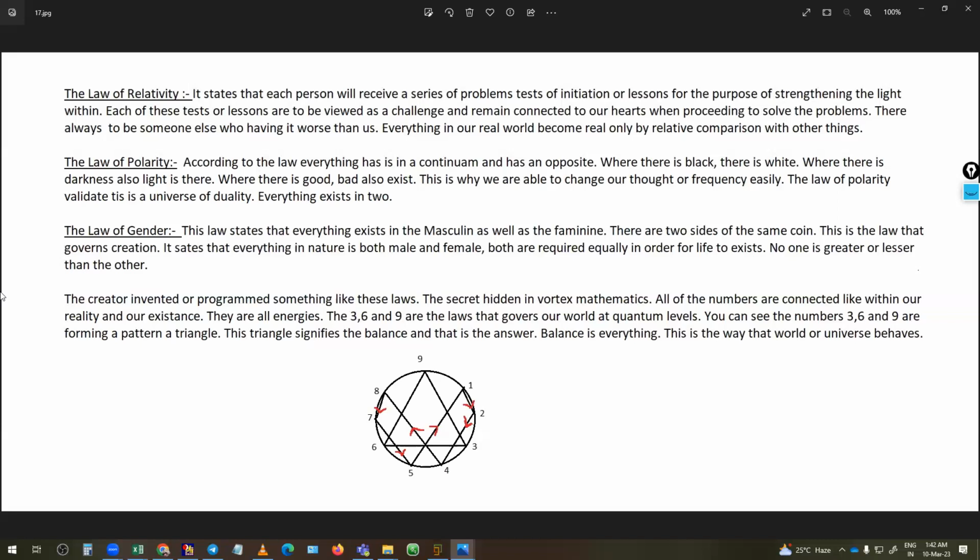The law of gender. This law states that everything exists in the masculine as well as the feminine. There are two sides of the same coin. This is the law that governs creation. It states that everything in nature is both male and female. Both are required equally in order to exist. No one is greater or lesser than the other, and both sides are inhabited within each individual.